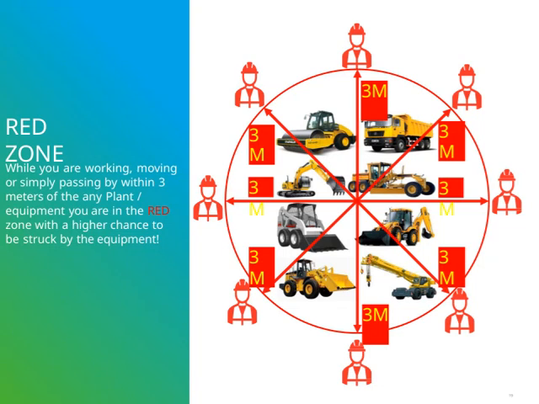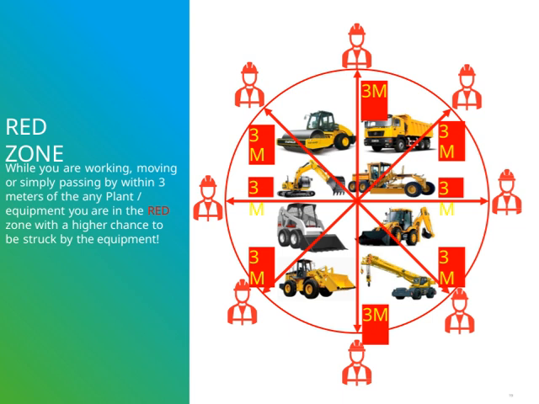Now, let's talk about the importance of recognizing the red zone around our equipment and plants. As you can see, the slide is filled with the repeated word 3M, which emphasizes that if you are within 3 meters of any plant or piece of equipment, you are in the red zone. This is a critical safety boundary. When you're working, moving, or even just passing by within this 3-meter distance, your risk of being struck or injured by the equipment significantly increases. It's a sensitive area, meaning it requires extra caution and awareness.